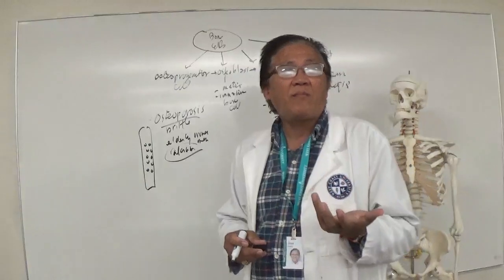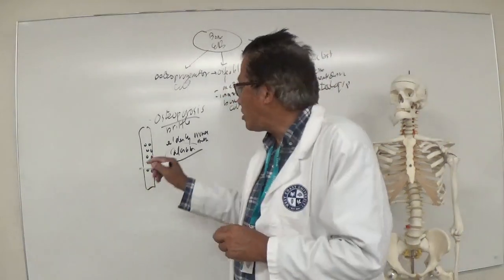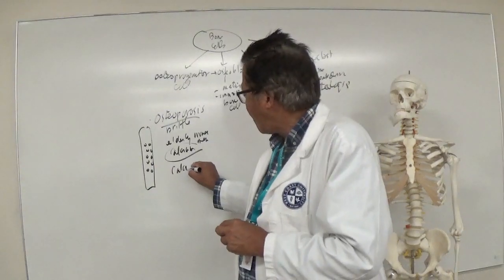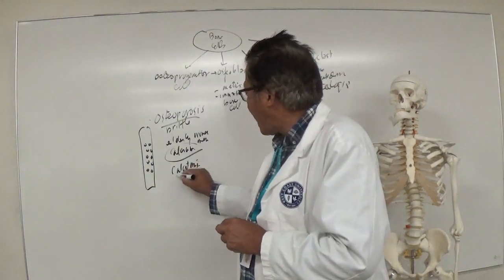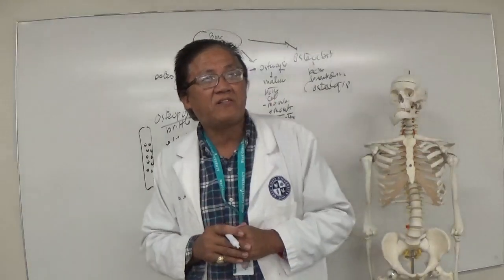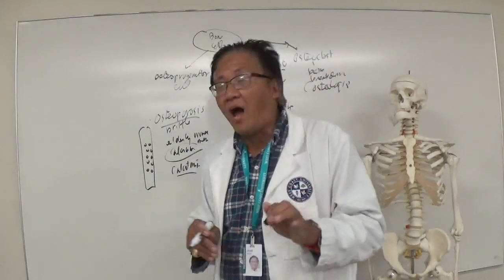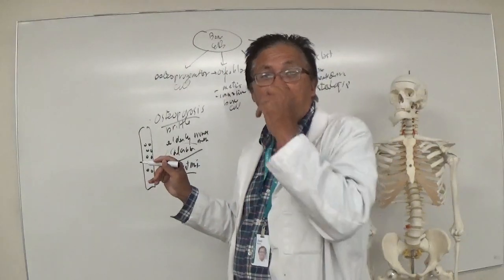Okay. Now, what about calcitonin? What does calcitonin do? It comes from the thyroid gland, just like the thyroid hormones. Now, the calcitonin, I will just summarize the effect of this hormone, is to lower the blood calcium. Why? Because the calcium in the blood goes where?